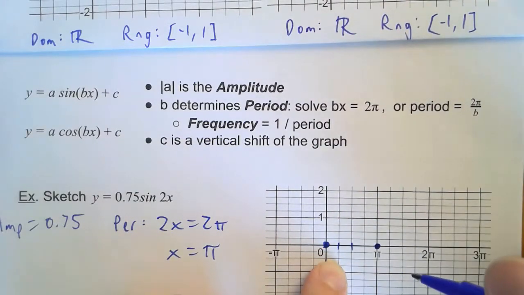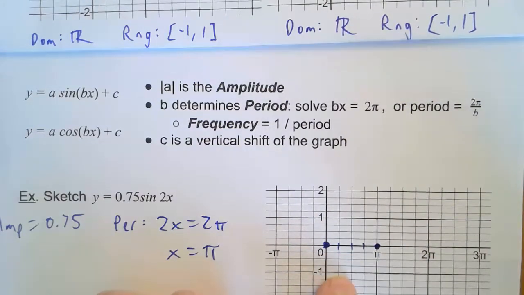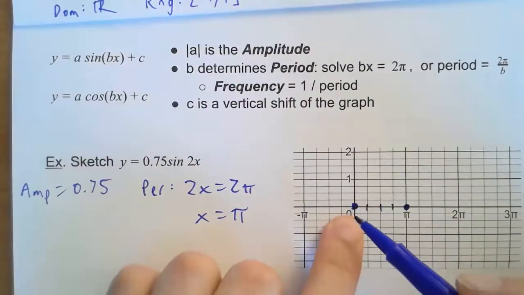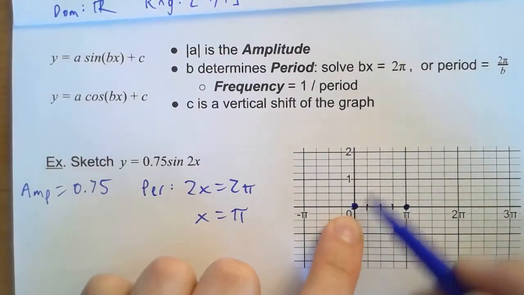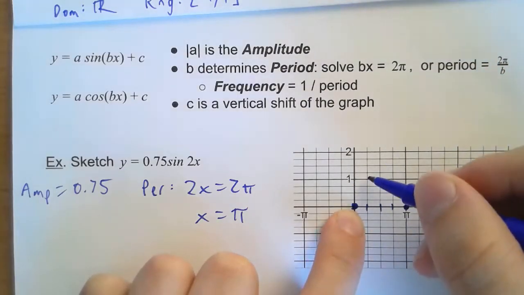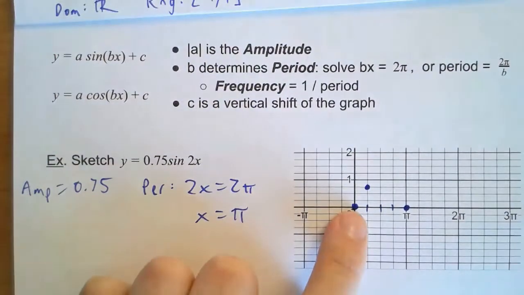This one will be pi over 4. So I'll have pi over 4, pi over 2, 3 pi over 4, and then pi will be where our points are. Okay, and then for sine, we go to the next point. We went up, we just kind of bounce around now, right? So we're going to go up, but instead of going up to 1, we're going to go up to 0.75.